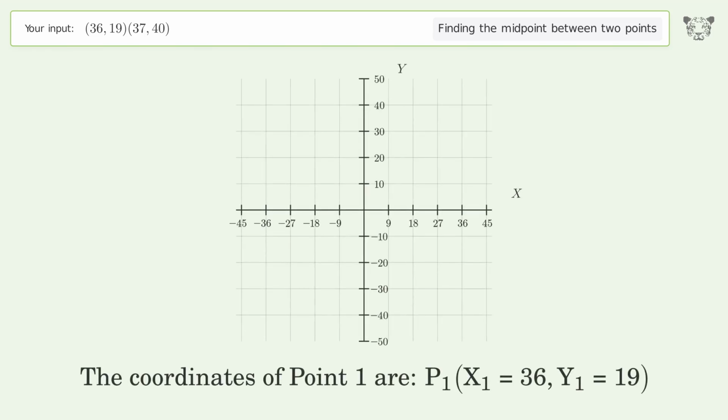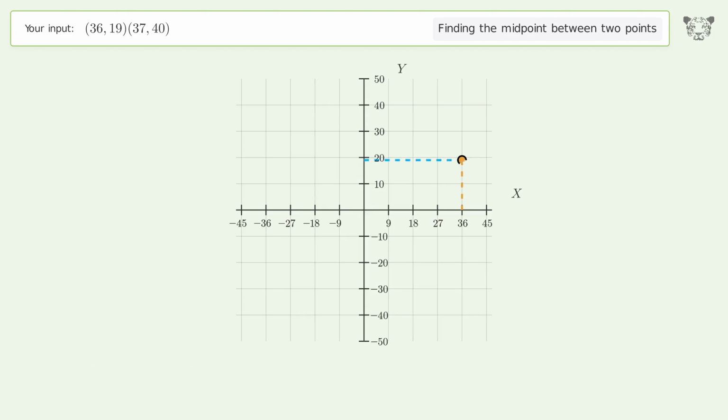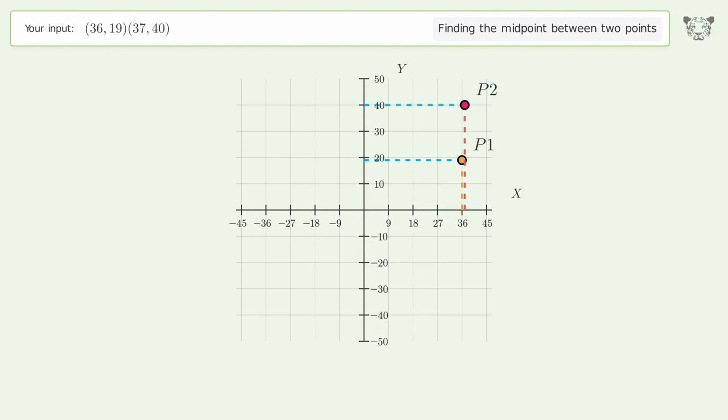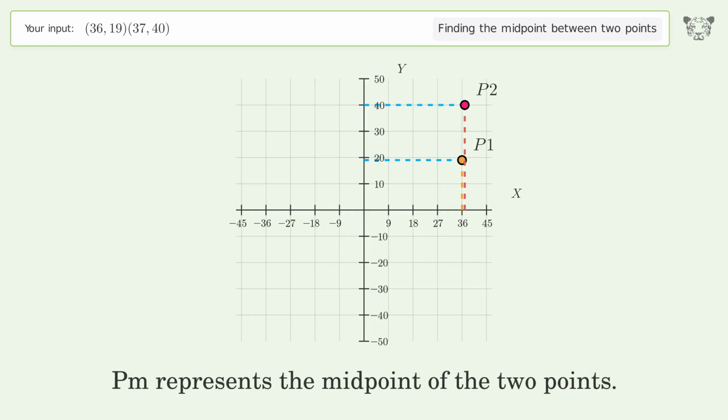The coordinates of point 1 are x1 equals 36, y1 equals 19. The coordinates of point 2 are x2 equals 37, y2 equals 40. PM represents the midpoint of the 2 points.